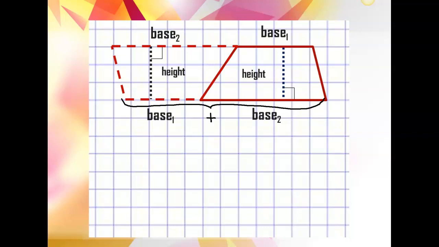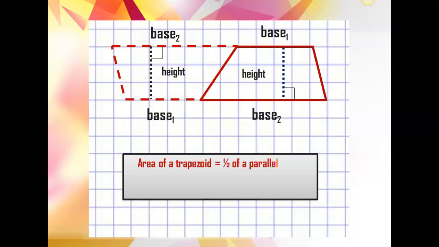The original trapezoid is only half the area of that parallelogram, so then we'll either have to multiply by 1/2 or divide by 2. The area of a trapezoid is always 1/2 of a parallelogram, so the area of a trapezoid is 1/2 times the bases added together times the height. This is very similar to finding the area of a triangle, which is 1/2 times base times height, but with the trapezoid, you have to remember to add the two bases together first.